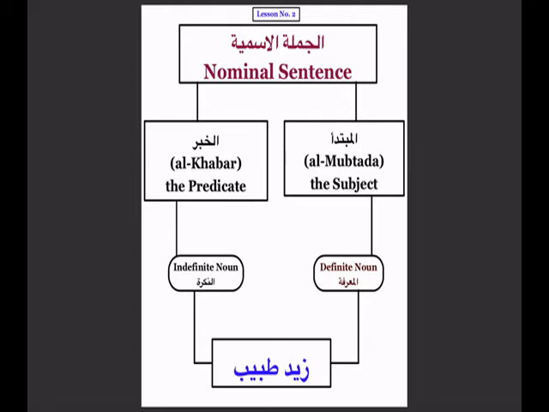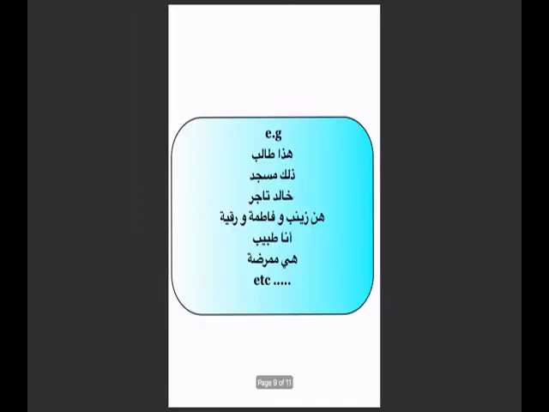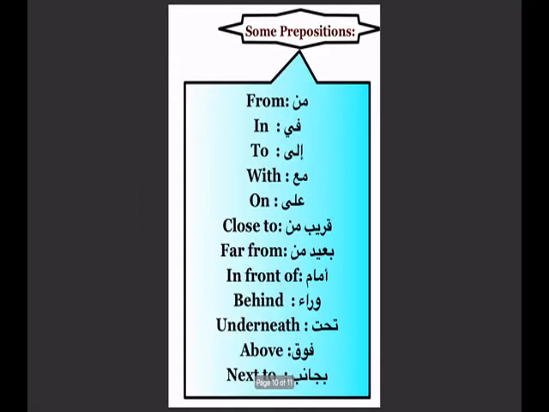So the next thing we learned about al-jumla al-ismiya is that al-mubtada, or the subject, is ma'rifa, a definite noun, and khabar is the predicate. And we have learned a good number of examples to see that in the previous lesson. You can just repeat those sentences. Now let's move forward and see some more nominal sentences with prepositions.